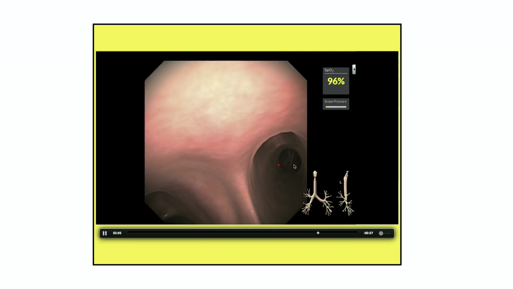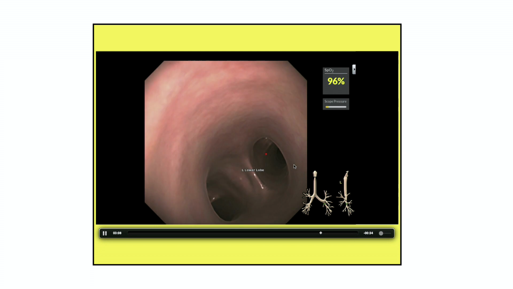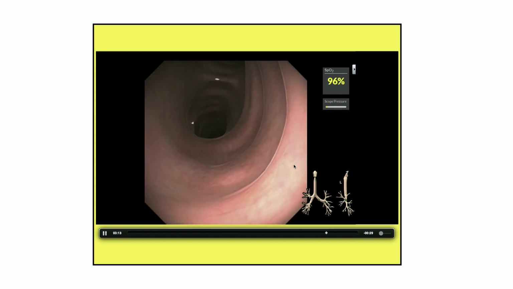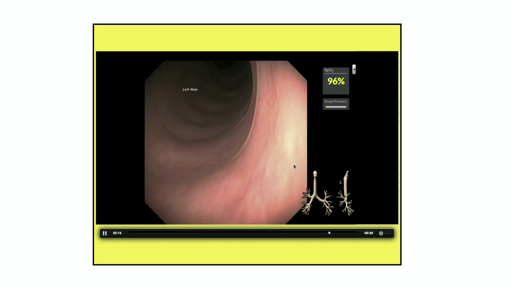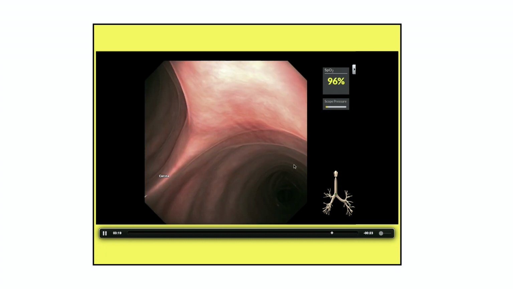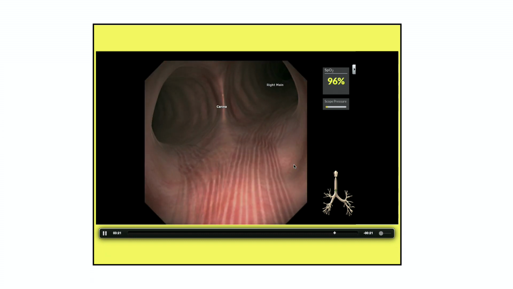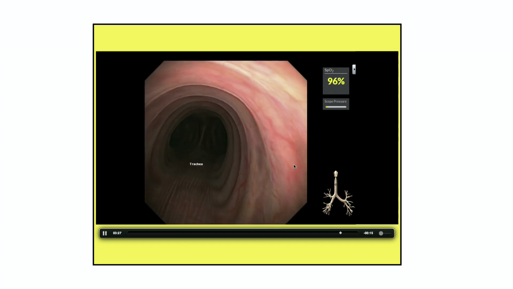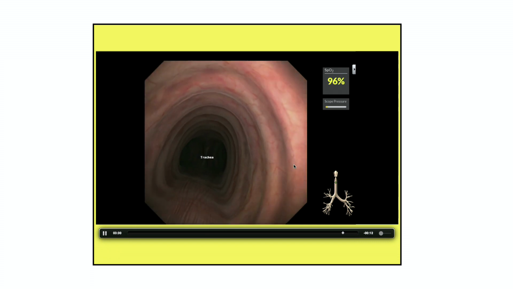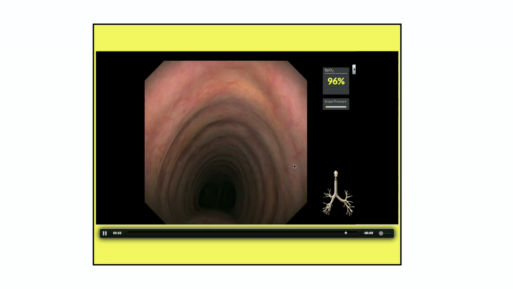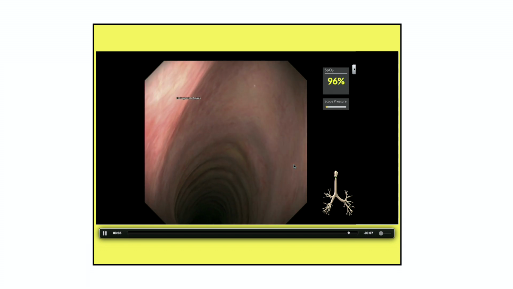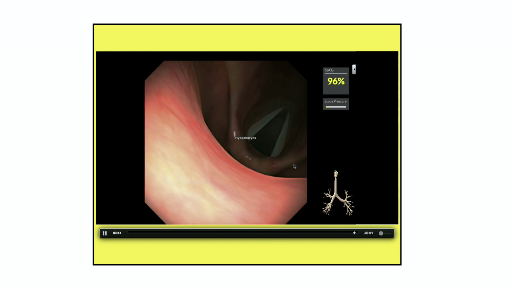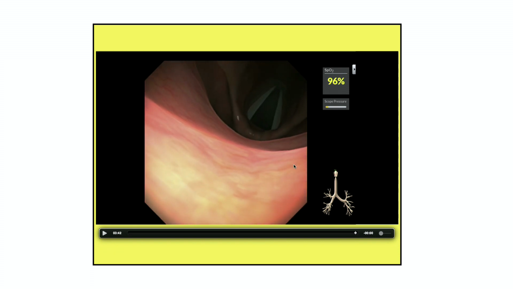After examining the left side, we withdraw our endoscope back to the carina, and from there we slowly retrieve our endoscope out of the trachea, but we will appreciate if there is any tracheomalacia, any external compression, any abnormality over the trachea while we withdraw the endoscope. Last but not least, at the subglottic area, we appreciate if there's any subglottic stenosis, and then finally withdraw the endoscope and finish the examination.